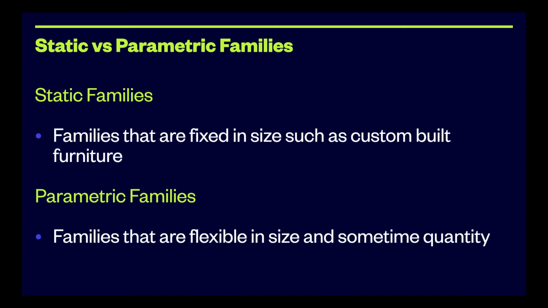So when you think of this, I want you to think of the Eames lounge chair. If you create a family for this, it comes in one size, so you don't need to create a different type for it. The second type of family is parametric families. Parametric families are families that are flexible in size and sometimes in quantity. So think about windows and doors. If you create a family for it, you want to be able to change its height and width per type.